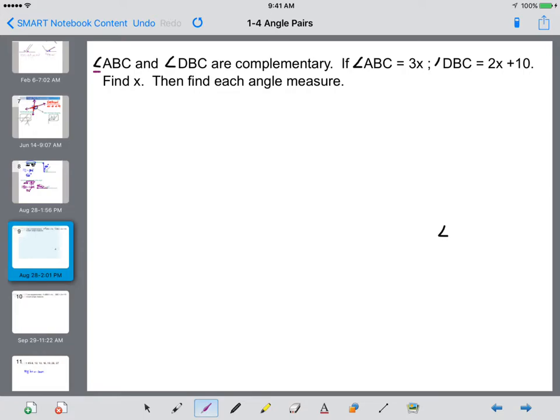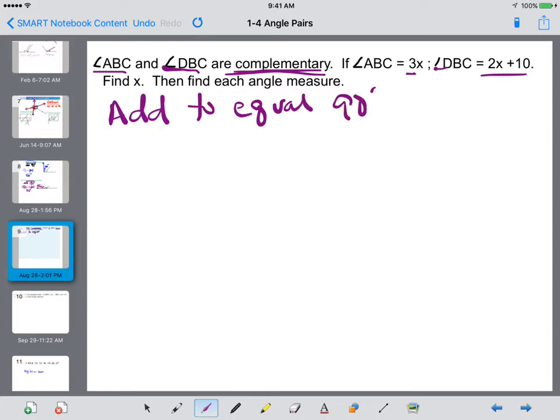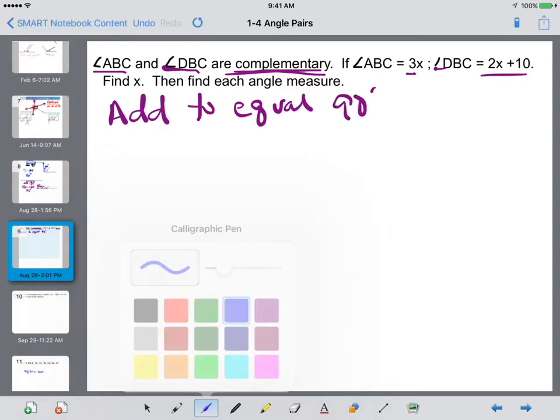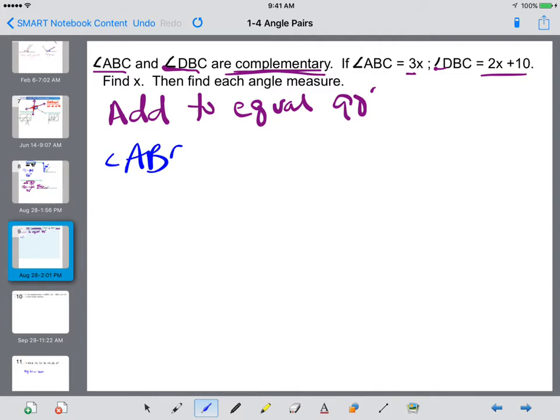Angle ABC and angle DBC are complementary. If angle ABC equals 3x and angle DBC equals 2x plus 10, find x, then find each angle measure. Well, if they're complementary, we know that they add to equal 90 degrees. So that means angle ABC plus angle DBC equals 90 degrees.